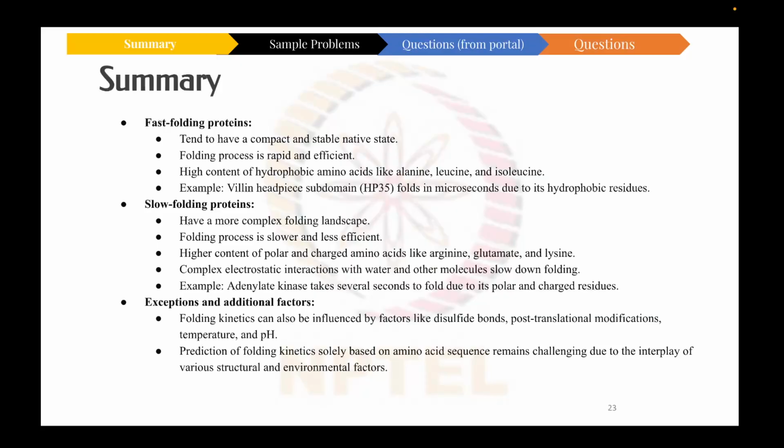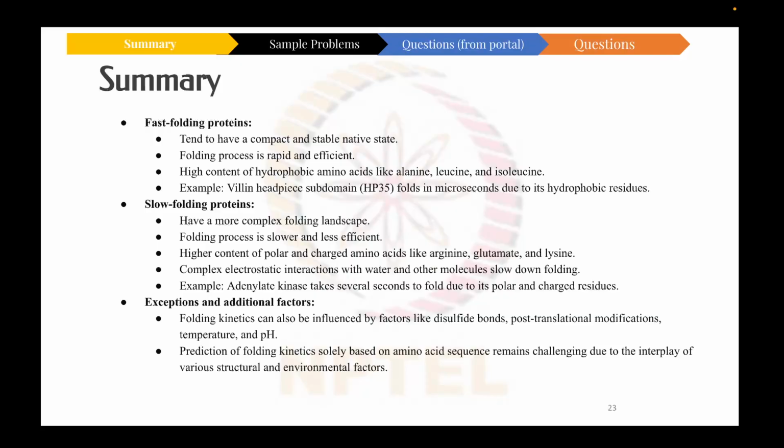So, talking about the fast folding proteins. Fast folding proteins tend to have a compact and stable native state, which means that the folding process is relatively fast and efficient. In general, fast folding proteins tend to have a high content of hydrophobic amino acids such as alanine, leucine, and isoleucine, which tend to cluster together in the protein's interior. These hydrophobic interactions help to stabilize the protein's native state and promote faster folding.